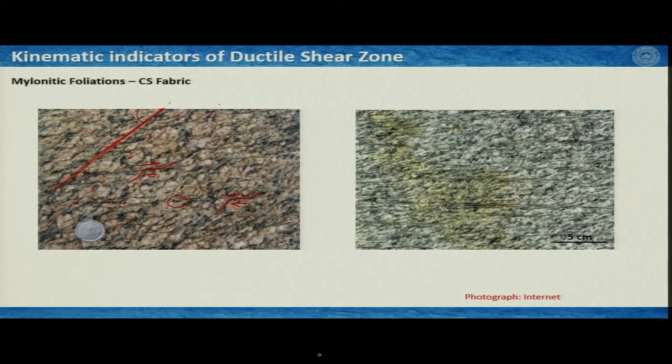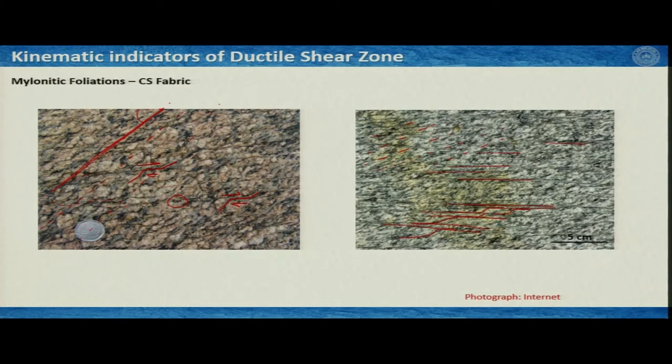Let's look at the second image as well. The foliation here is more prominent, though this is again protomylonite. It did not become the ultramylonite. And then we have another set of fabric like this. And again, you can figure out that there is a sense of movement along this. So these are your micro shear planes.